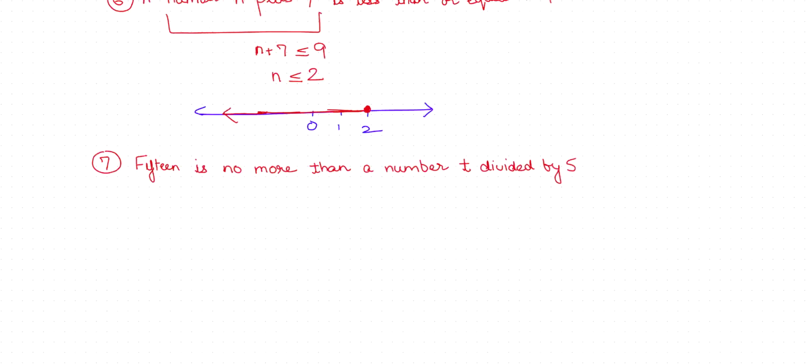This question says that 15 is no more than a number t divided by 5. Not more means it is less than. So we can write that 15 is less than or equal to t by 5. No more than means it is less than or equal to.